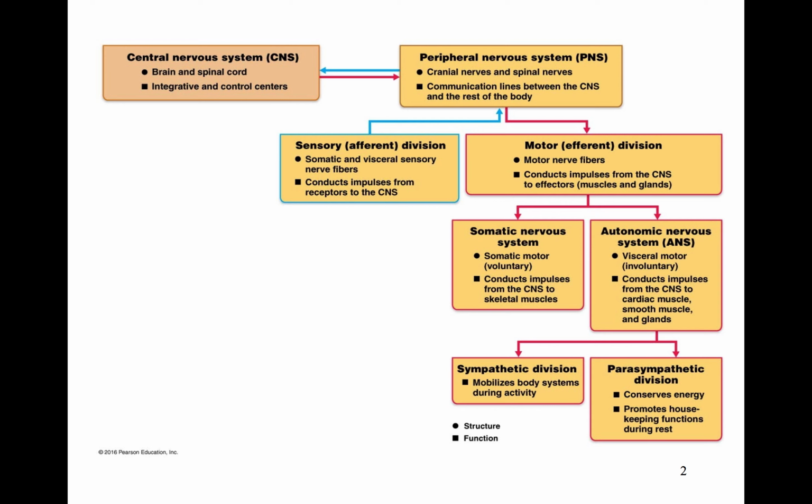So in the first part of this lecture, we're going to finish off chapter 12 talking about the central nervous system. We've already covered the brain extensively, so that's the first organ of our central nervous system. Now we're going to focus in on the spinal cord, which is the second organ of our central nervous system.